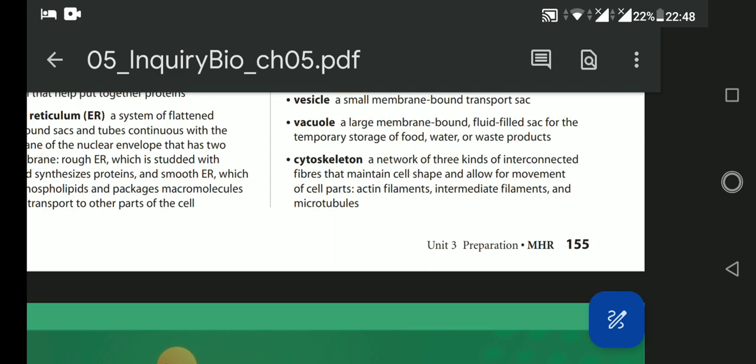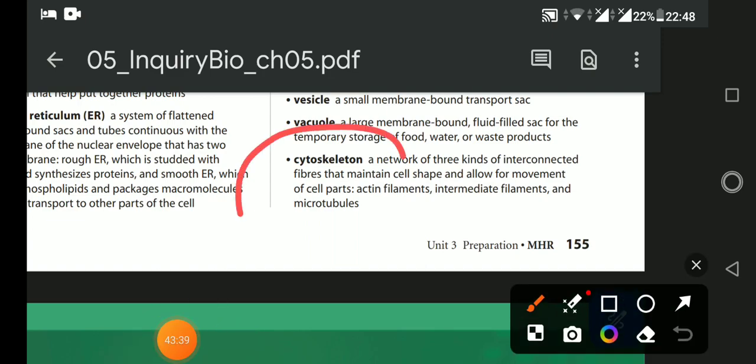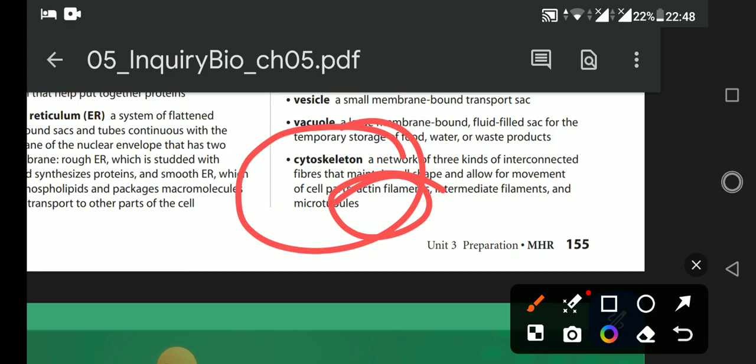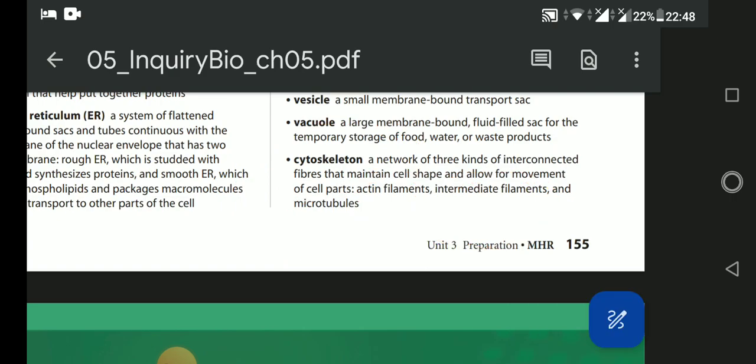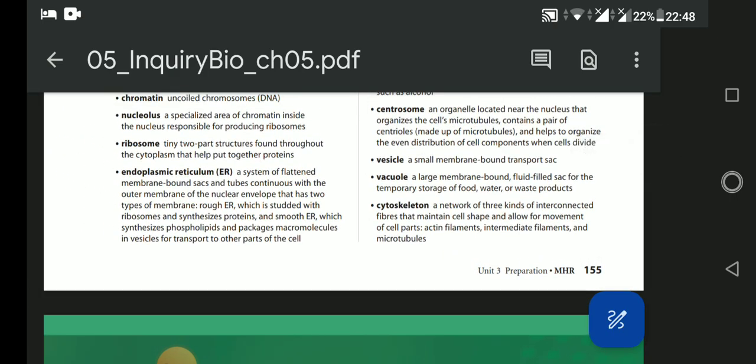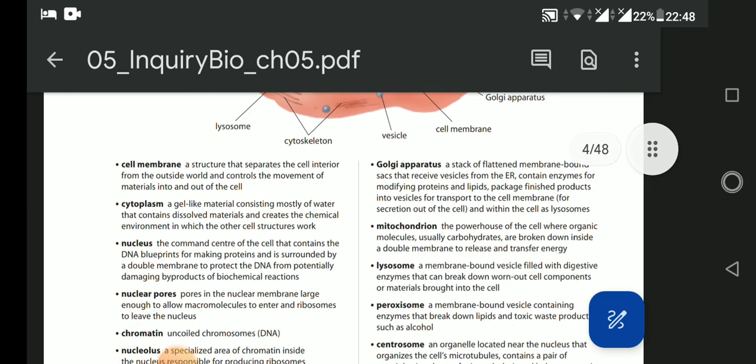Then the cytoskeleton is there. The cytoskeleton is basically forming the skeleton of the cell, just like in our body we have bones which form the skeleton. In the cells there is a cytoskeleton, and it is made up of proteins like actin, microtubules, and intermediate filaments. These are different types of proteins which form the framework and structural support of the cell. These are types of fibers and proteins. So these are some basic organelles of plant cells and animal cells.